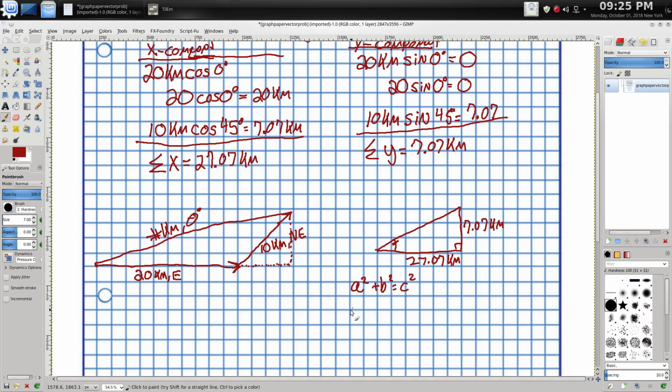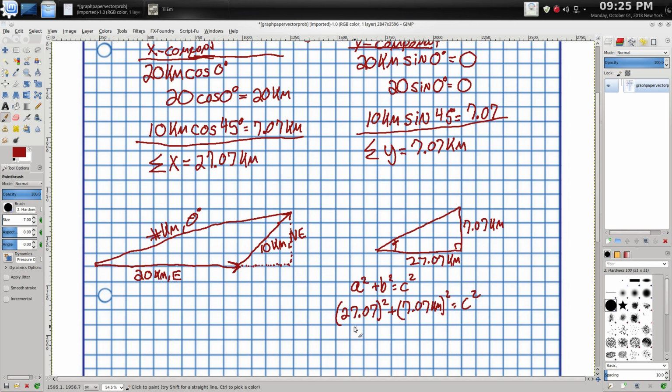All right, so let's go ahead and figure out what this is. We have 27.07 kilometers, but I'm not going to write that. I'm just going to leave it off. Squared plus b squared, which is 7.07 kilometers squared, equals c squared. Now, if you're wondering what my c squared is, it's this over here squared. All right, so we need to solve it for c.